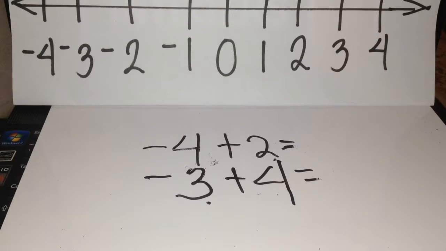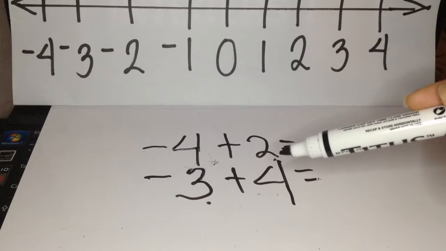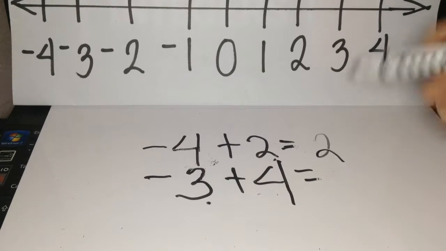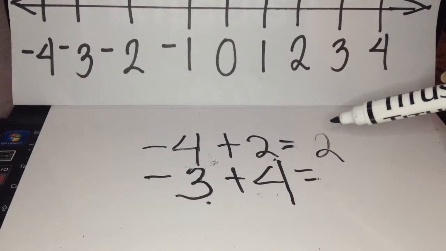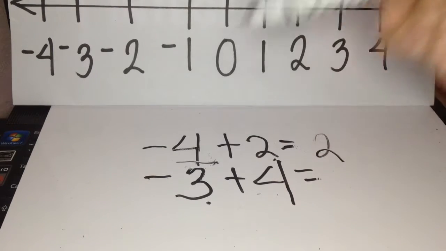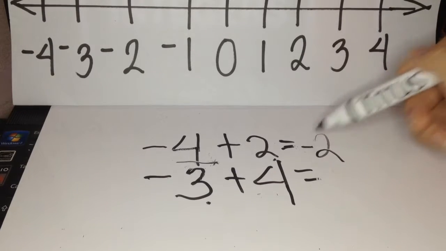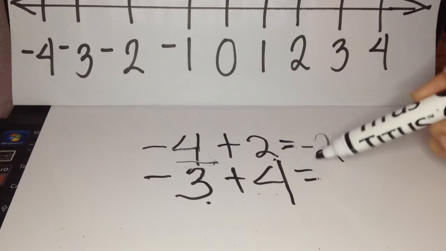Let's proceed to adding integers with opposite signs. If one is negative and the other is positive, you're going to subtract them. 4 minus 2 is 2. And you're going to copy the sign of the number with a higher value, which is 4. 4 is negative, so your sum would also be negative. So negative 4 plus positive 2 is negative 2.